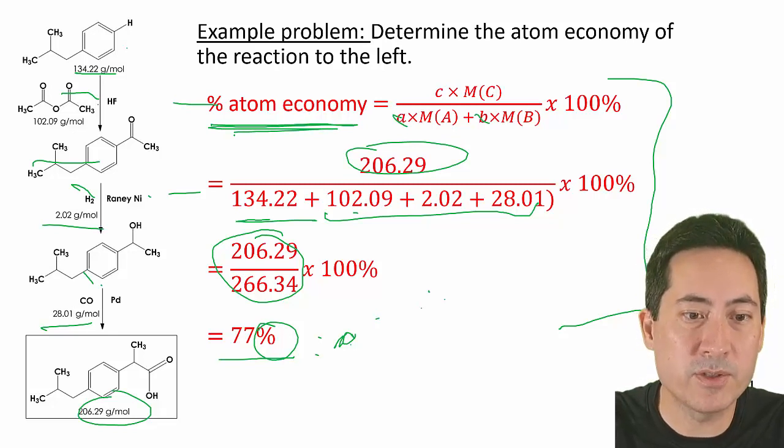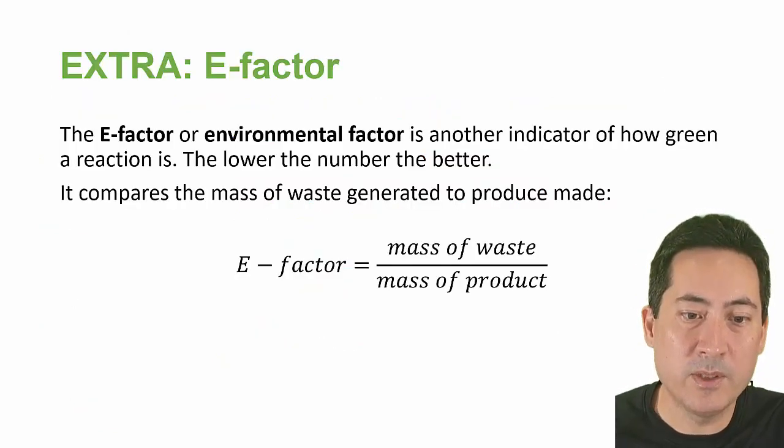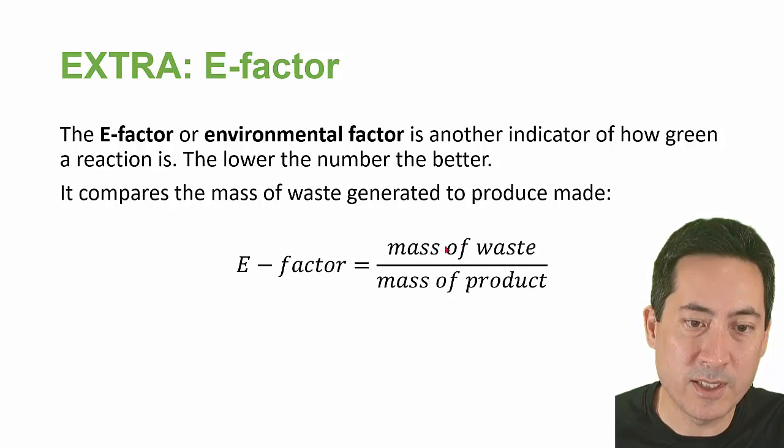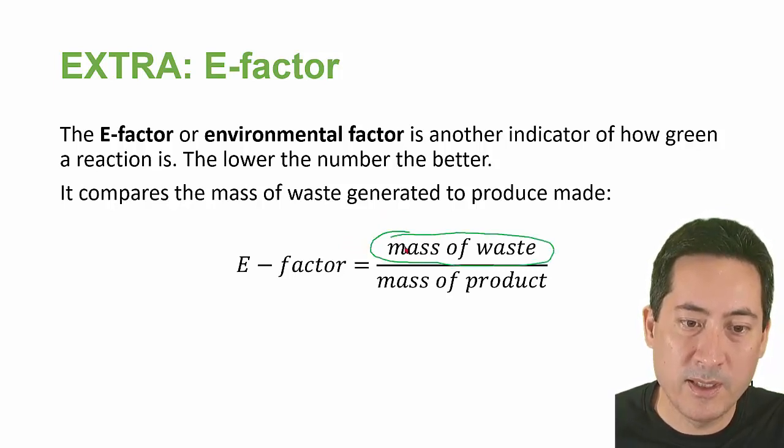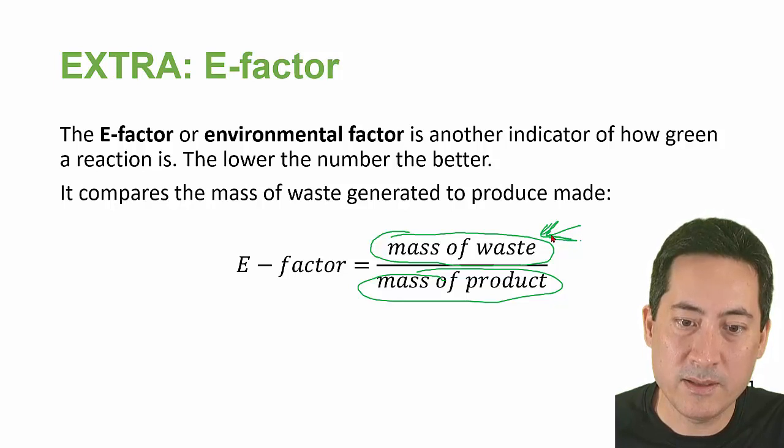Okay, just a little bit extra too that may help you. You may want to do the E factor instead if you're doing an internal assessment. So that's the mass of the waste divided by the mass of the product. The atom economy didn't take into account the waste, and so you might want to do that instead, or do that one as well. So that's called the E factor.